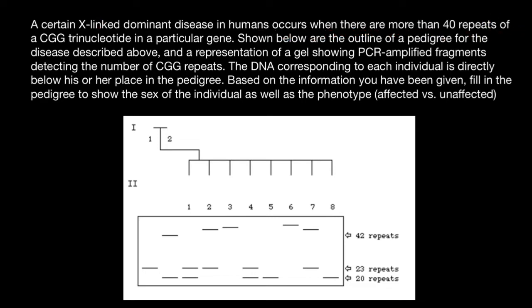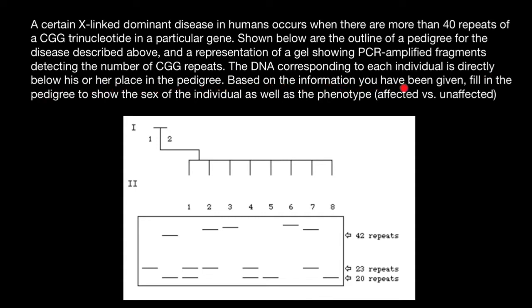Today's problem is a certain X-linked dominant disease in humans that occurs when there are more than 40 repeats of the trinucleotide CGG in a particular gene. Shown below are the outline of the pedigree of the disease described above and the representation of the gel showing PCR amplified fragments detecting the number of CGG repeats. The DNA corresponding to each individual is directly below his or her place in the pedigree.